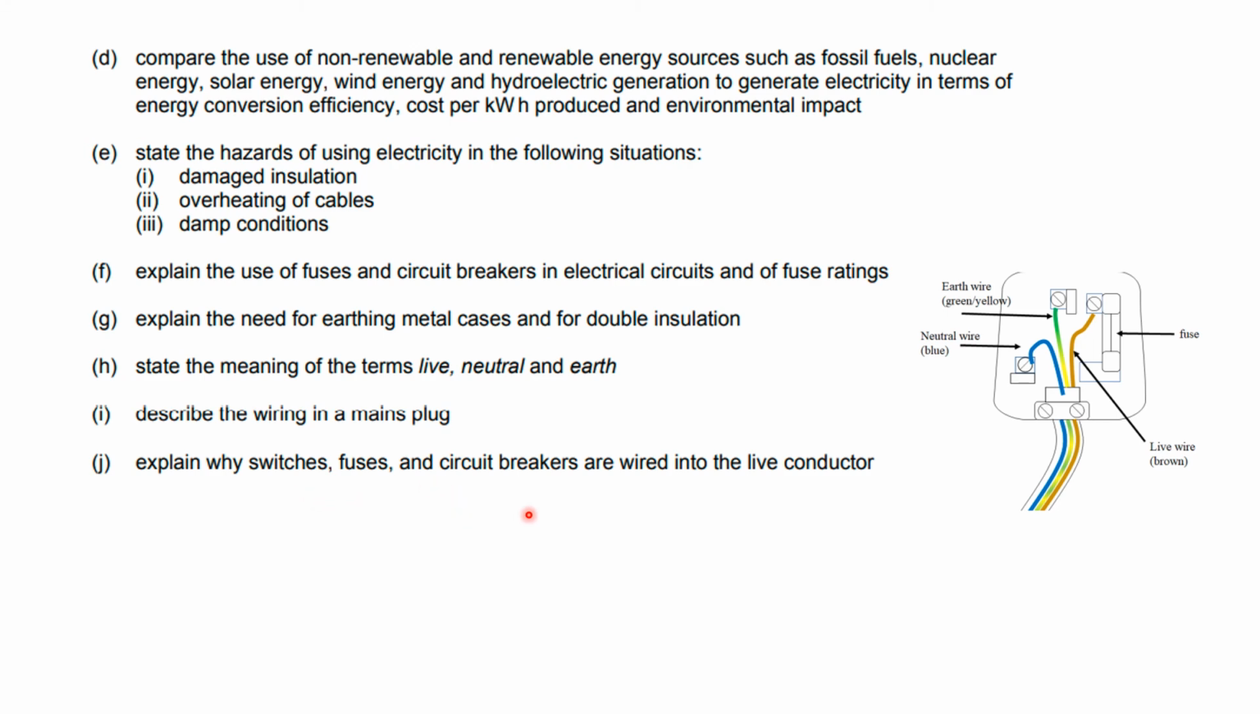Next, you need to be able to explain why switches, fuses, and circuit breakers are all connected to the live wire. The reason is that the live wire is connected to the high voltage supply. If we want to cut off the current, we always want to cut it off at the high voltage supply so that it is safe for the user. That basically sums up what you need to learn for this chapter on practical electricity.